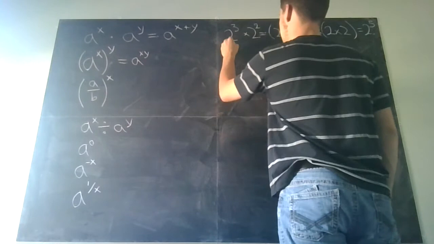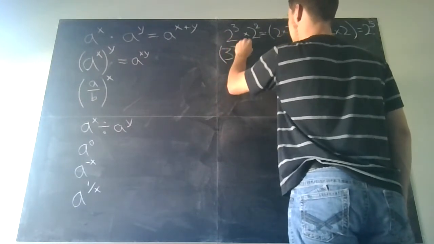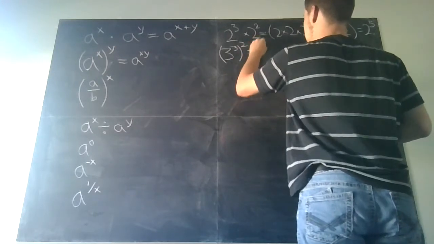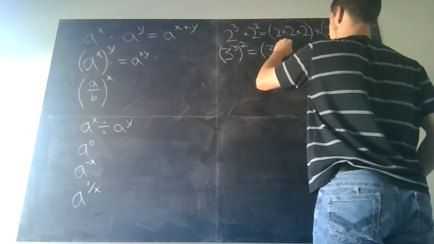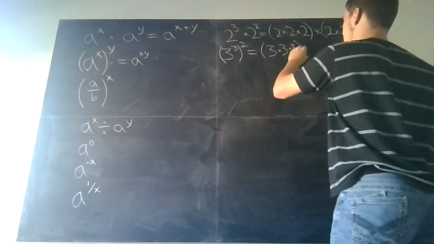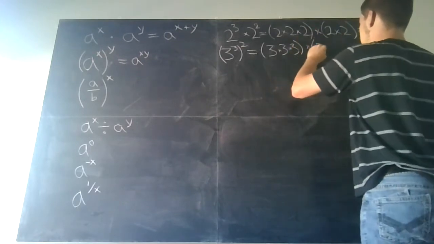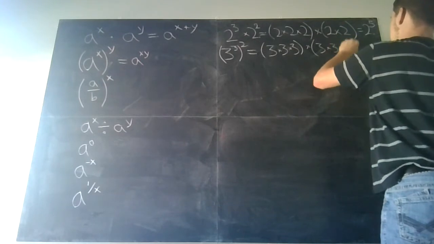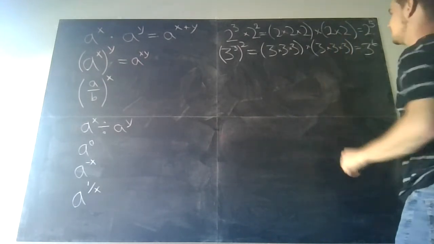3^3 squared equals 3 times 3 times 3 multiplied by itself. Equals 3^6, and that's 2 times 3.